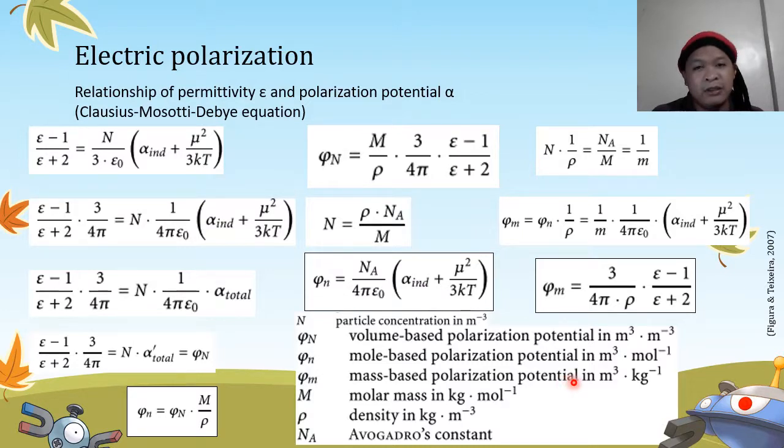But again, we will not be looking into this from a calculation perspective, as these are here to build up concepts such as explaining the temperature dependency of polarization. Take note, however, that the volume-based polarization potential, size of capital N, is actually dimensionless, because the numerator and denominator are both units of volume.